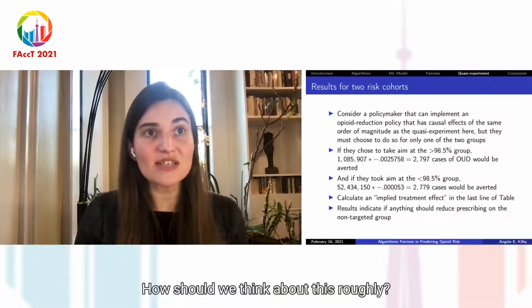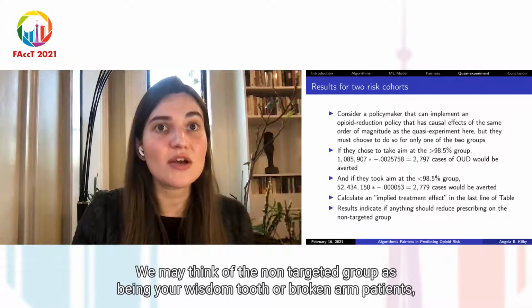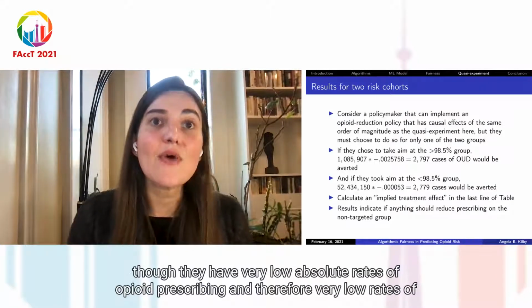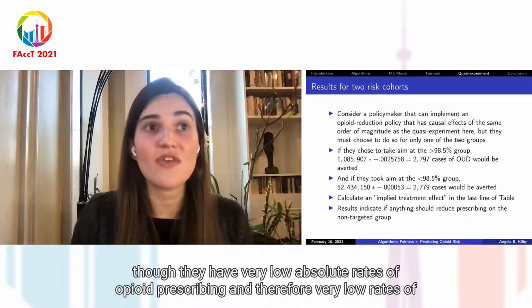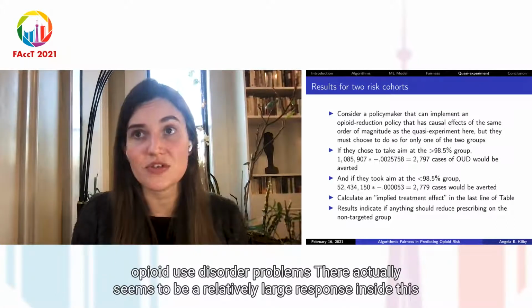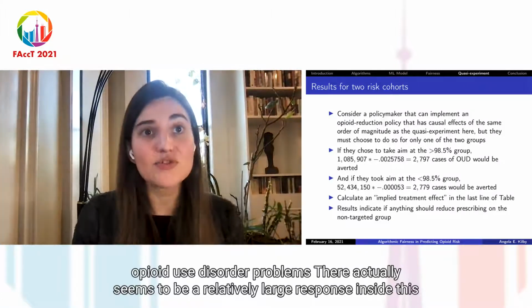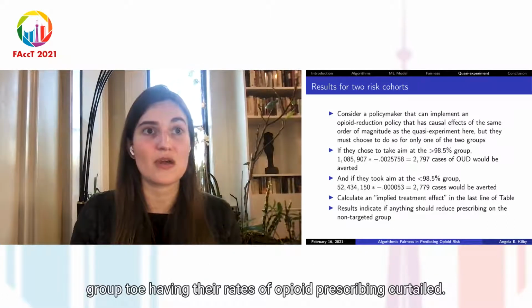How should we think about this? Roughly, we may think of the non-targeted group as being your wisdom tooth or broken arm patients. Though they have very low absolute rates of opioid prescribing and therefore very low rates of opioid use disorder problems, there actually seems to be a relatively large response inside this group to having their rates of opioid prescribing curtailed.